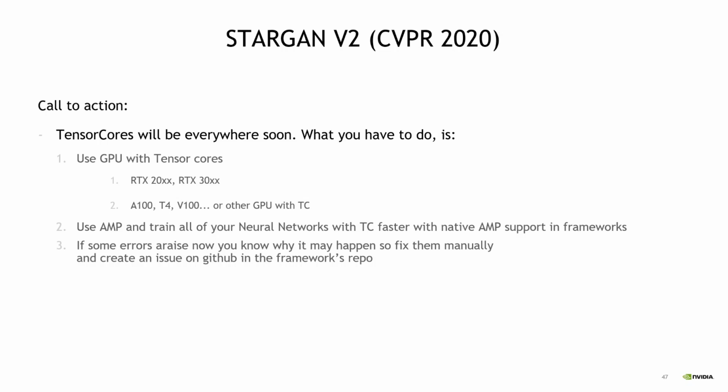Okay, so call to action. TensorCores will be everywhere soon, and what you have to do is use a GPU with TensorCores. For example, RTX 20 or 30 series, or A100 or V100 or another GPU with TensorCores. Use AMP and train all of your neural networks faster with TensorCores, with native AMP support in frameworks. If some errors arise, now you know why it may happen. So fix them manually and create an issue on GitHub in the framework's repo.